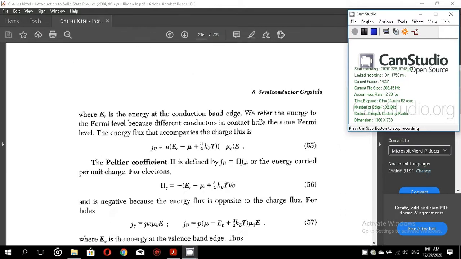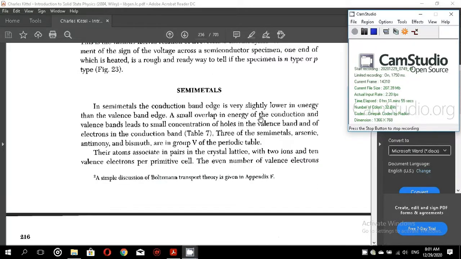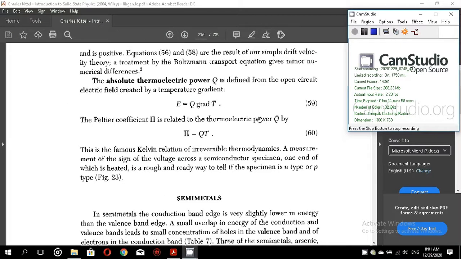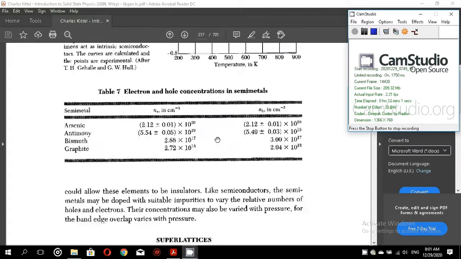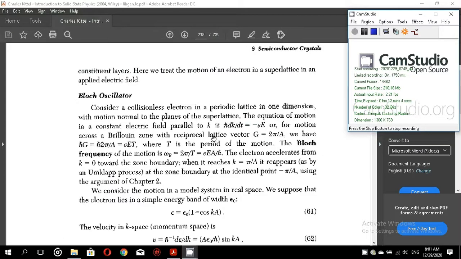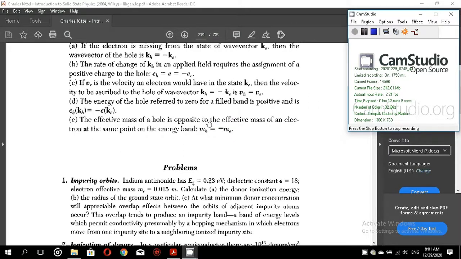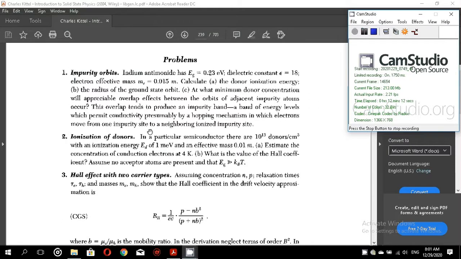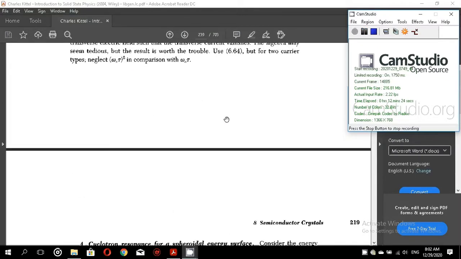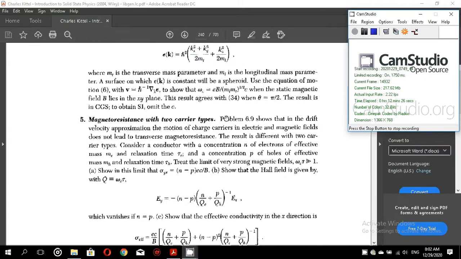So that completes our discussion on this chapter on semiconductors. You must go through the summary at the end of this chapter given at page 217, and also you must look at the problems. I would suggest you solve problem number 1 and problem number 2 from this list. You can easily do these problems by using the formulae developed in the theory of this chapter.